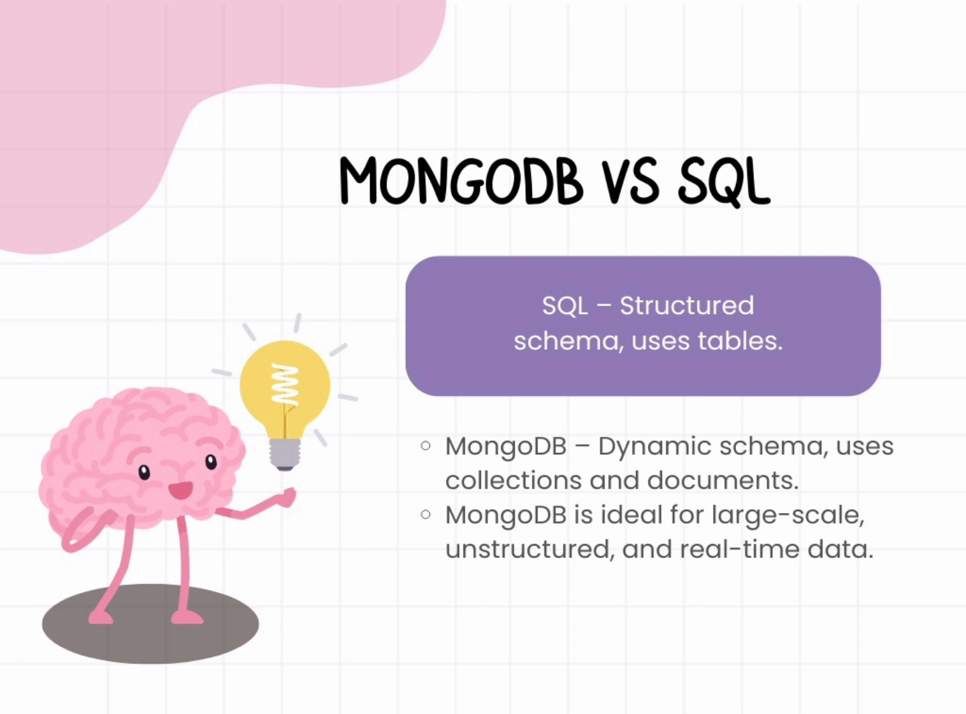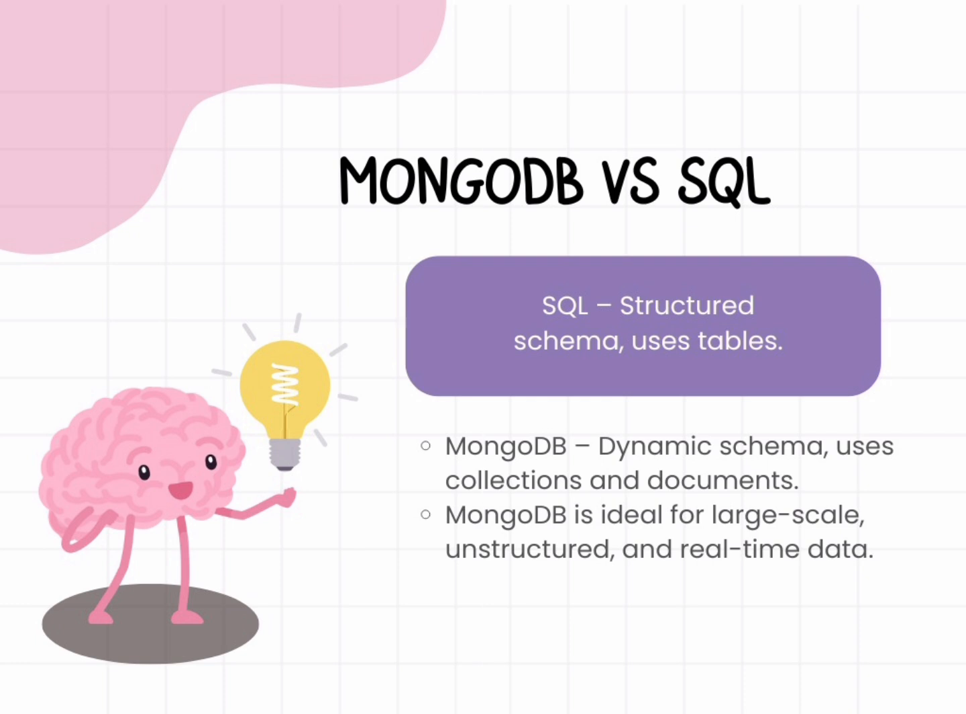Now let's compare MongoDB with traditional SQL databases. SQL uses tables, whereas MongoDB uses collections. SQL has structured schemas, whereas MongoDB uses dynamic documents. MongoDB is best for large-scale, real-time, and unstructured data. For example, if we are building a social media app where every user's data structure might differ, MongoDB is much more flexible than MySQL.